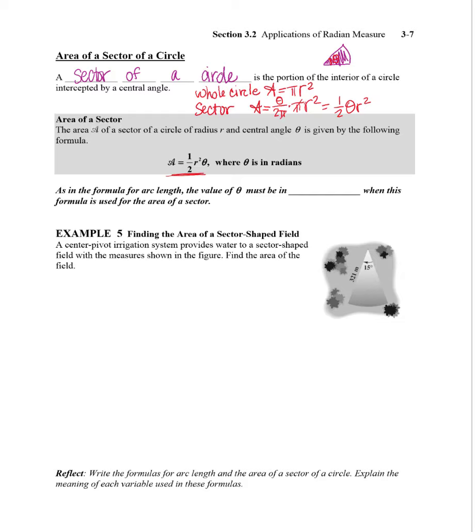As in the formula for the arc length, the value of theta must be in radians. So if you're given a problem and they give you degrees, you want to convert that to radians first, and then you can use the formula.